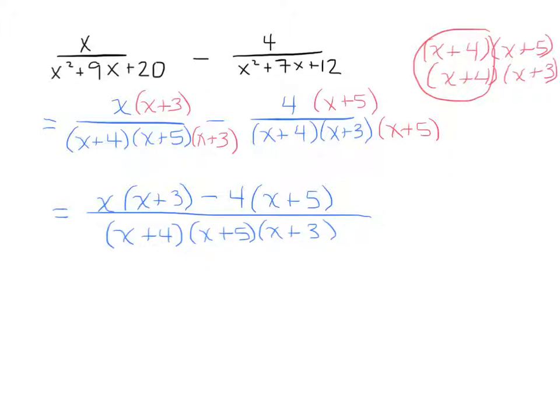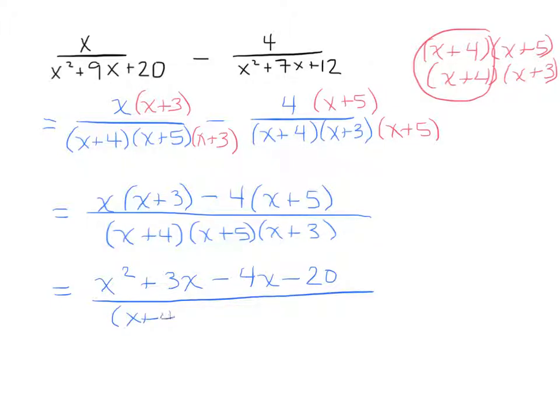Then it's a matter of expanding and simplifying. So now let's expand that. X squared plus 3x minus 4x minus 20, and keep the denominator there. This one's a little easier because each of the original numerators were just a monomial, one term. So the multiplying and the expanding is easier. Now just combine terms. X squared minus x minus 20.